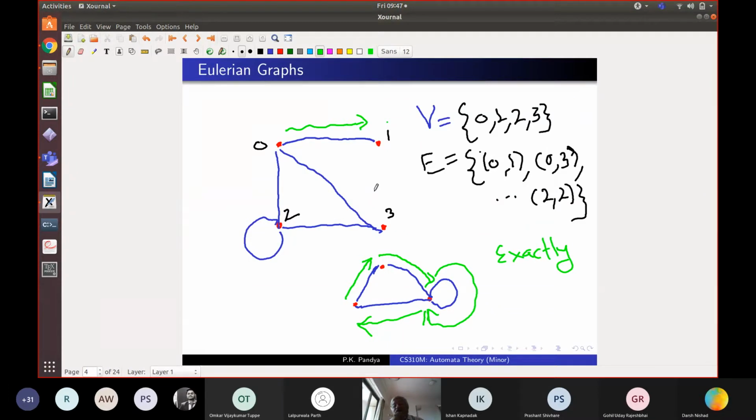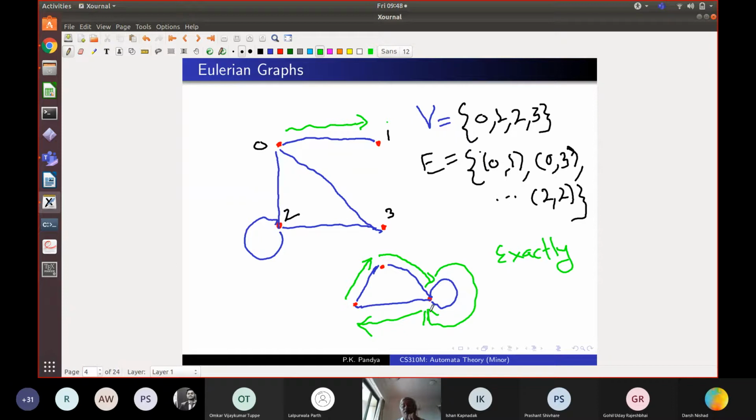In fact, you can very easily verify the following condition. By the way, this problem of whether a graph is Eulerian was given by a famous mathematician, Euler. It is also called the Königsberg bridge problem, and you can read about it in Wikipedia if you like. Okay. So what he said was the following.